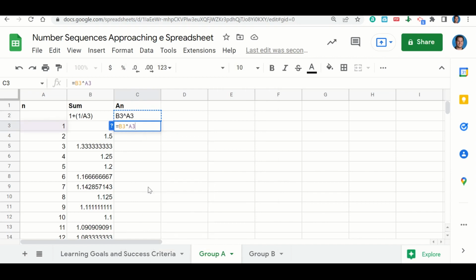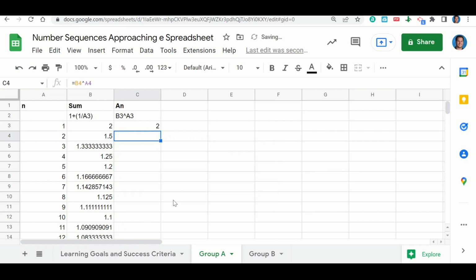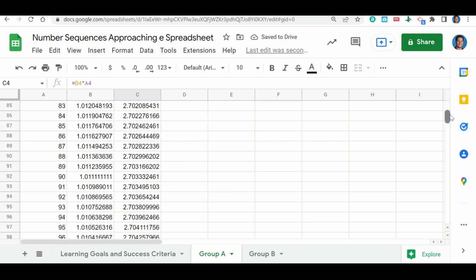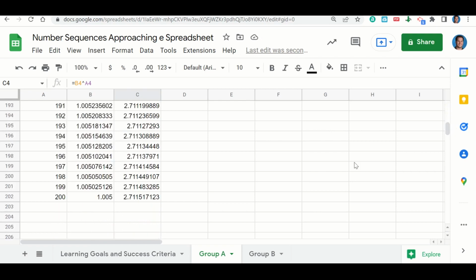And notice it places the formula there. I hit enter, and notice it autofills and makes that 2. And I'm going to hit the check mark to autofill the rest of them. And notice now I can see exactly what this function is doing. As it gets bigger and bigger, it's approaching 2.71, somewhere in there.